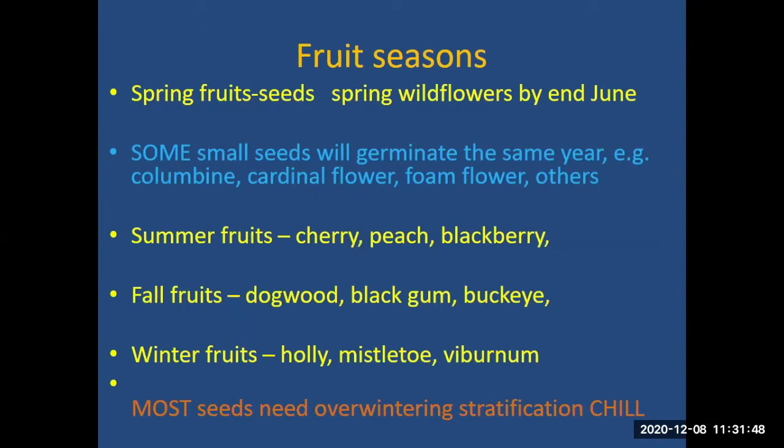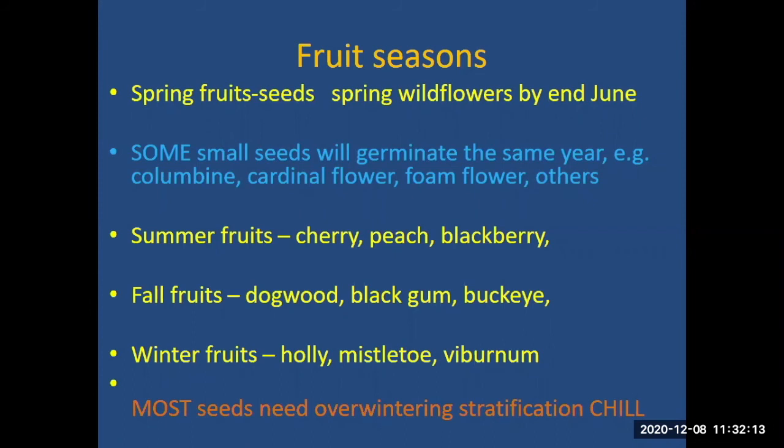So just in review here, the fruiting seasons: you've got your spring fruits where seeds are produced by spring wildflowers, and you've got to be Johnny on the spot to collect those early in the year. And then some of these small seeds like columbine and foam flower that bloom in the spring, those seeds will germinate later that same year if you plant them. Or you can keep them for a year and keep them dry.